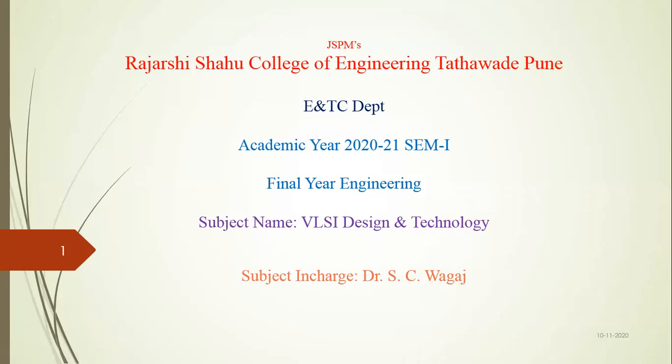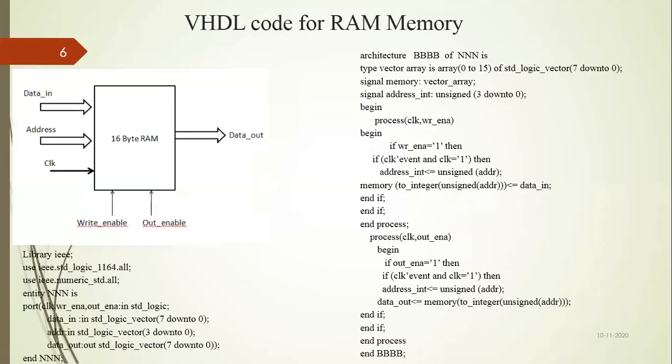Here, explain number 3, VHDL code for RAM memory. RAM is random access memory. For this RAM memory, the inputs are data in, address, clock, write enable, and out enable, and the output is data out. This RAM memory has 16 byte storage capacity.